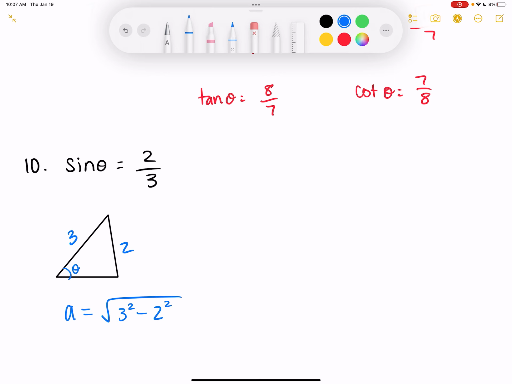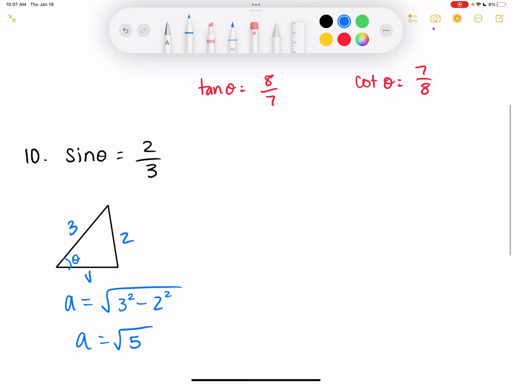Now, obviously, that's a modified Pythagorean theorem, but I just don't like writing all the steps. But you should know what that is. So that's going to be the square root of 9 minus 4, so it's the square root of 5. So then I'm going to set up for all of the functions.